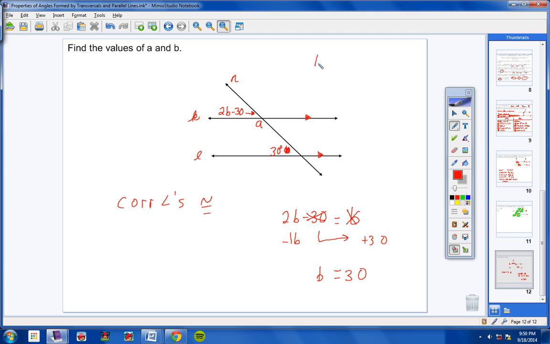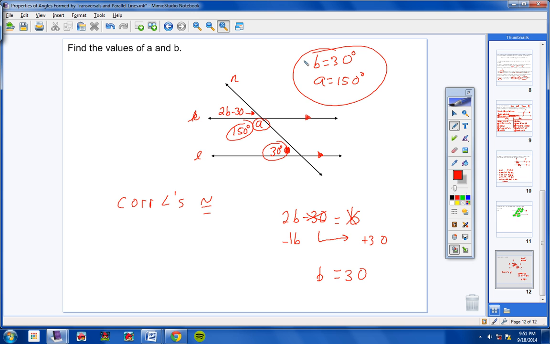Now students, think about it. This angle here and this angle here are called consecutive interior angles. And remember, whenever two parallel lines are cut by a transversal, their consecutive interior angles are not congruent. Sorry, they're supplementary. So if this angle here is 30 degrees, then A would have to be 150, because 150 plus 30 is 180. So angle A equals 150 degrees.